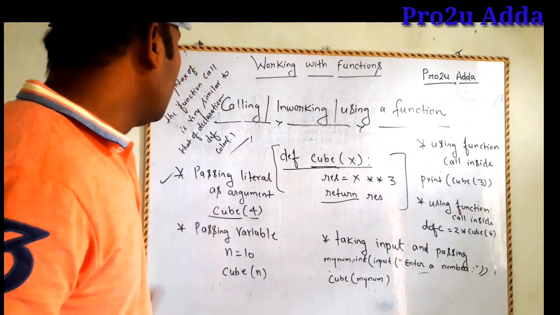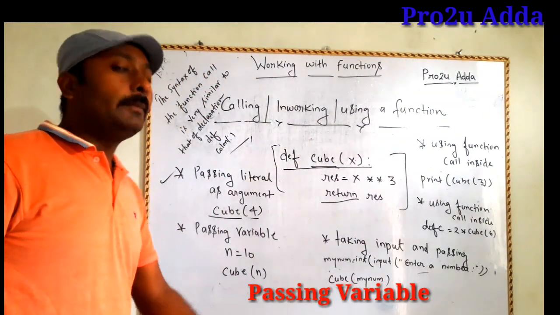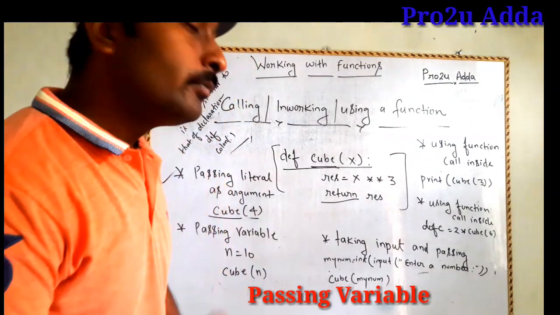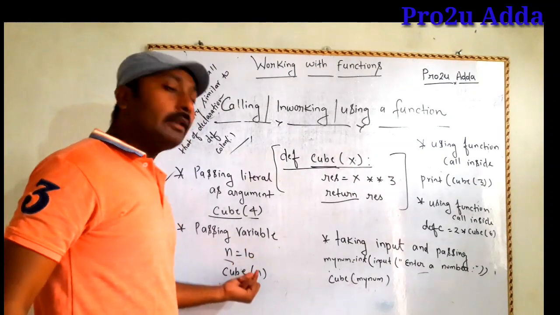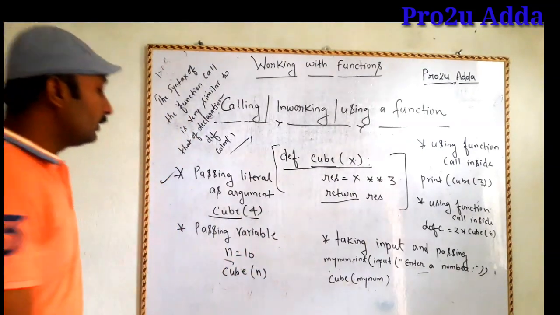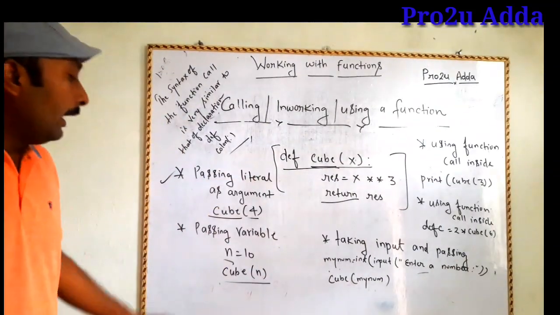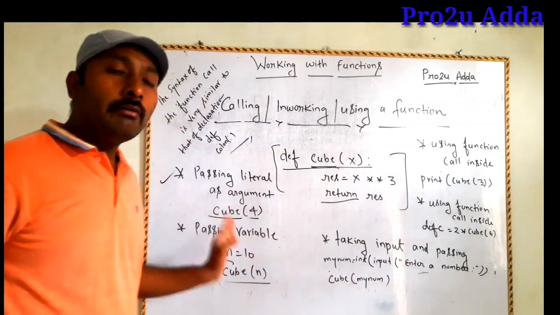Now the second way, passing a variable. A variable is what? A named location in the memory. Here n is a variable. We have passed 10. Now 10 will be assigned to n, and by using this, cube is a function and we are passing n, which is a variable.